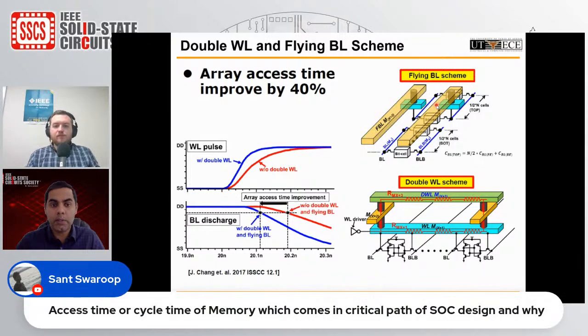Any other questions? Yep. One more question. Access time or cycle time of memory, which comes in critical path of SoC design and why?